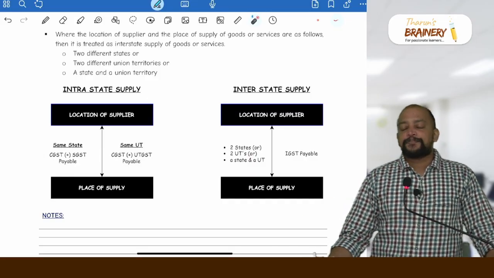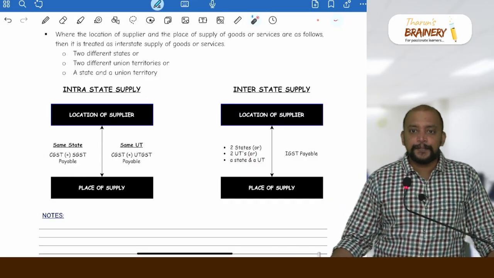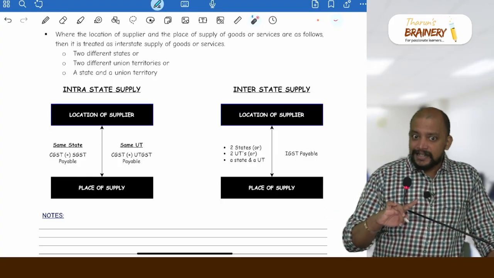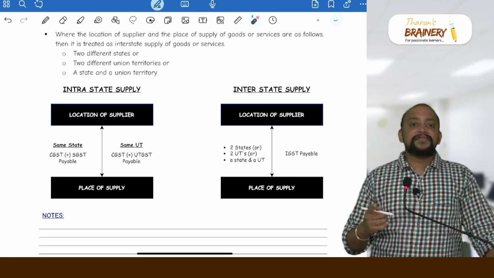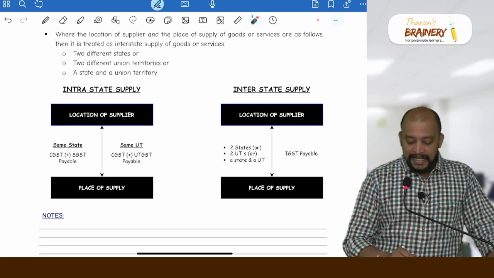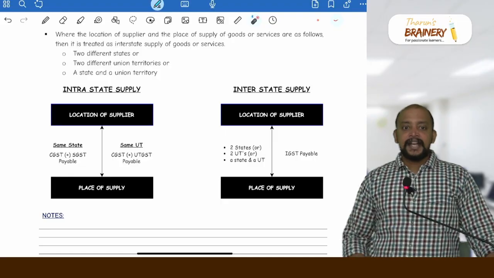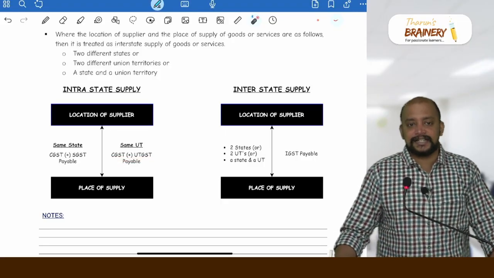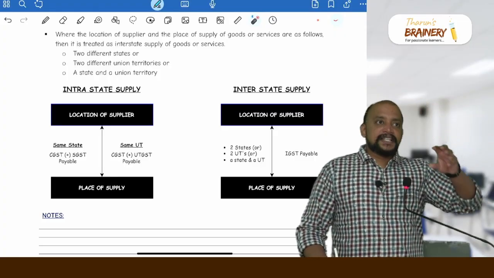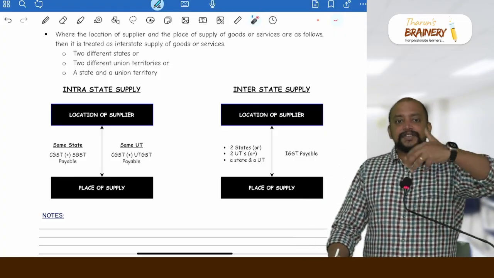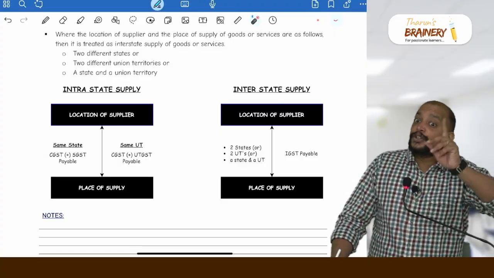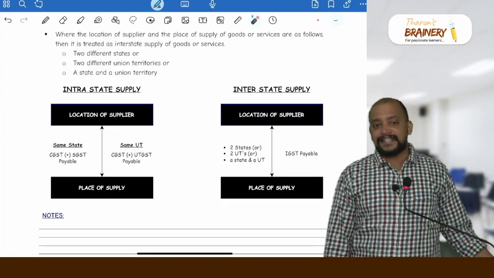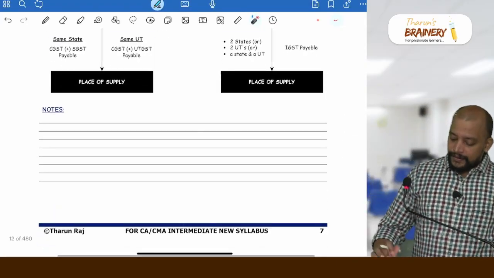Got it? Now, can you tell me again what is intrastate supply? Location of supplier, place of supply, same state or same union territory. And if it is same state, we need to pay CGST plus SGST. If it is same union territory, we need to pay CGST plus UTGST. So if it is state, CGST, SGST. If it is union territory, CGST, UTGST. If it is interstate supply, what is the type of GST that is applicable? IGST.